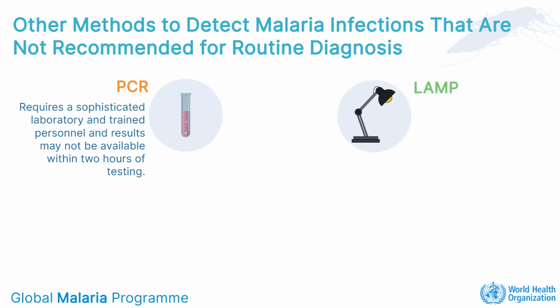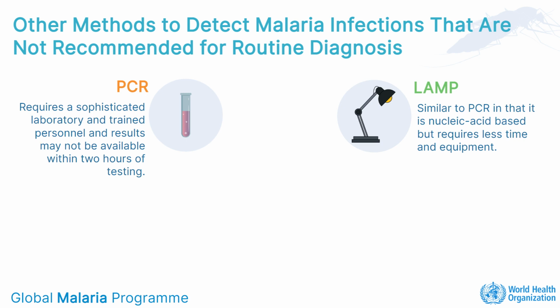Loop-mediated isothermal amplification, or LAMP. LAMP is similar to PCR in that it amplifies nucleic acids, but it uses a process that requires less time and less equipment. The training and skill requirements are also fewer than for PCR because of the simplified procedures and equipment. The test platform is more portable than PCR and can be used closer to patients, such as in health facilities with electricity. The same quality assurance programs used for PCR can be applied to LAMP.